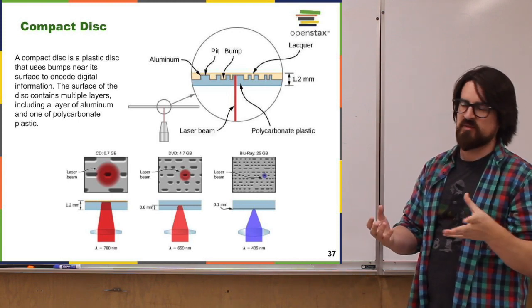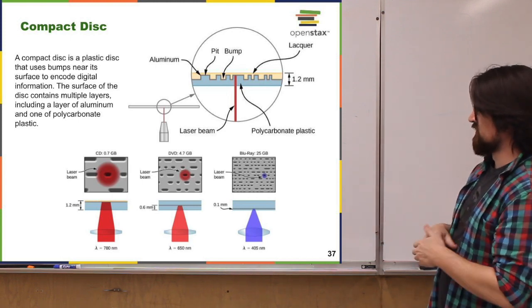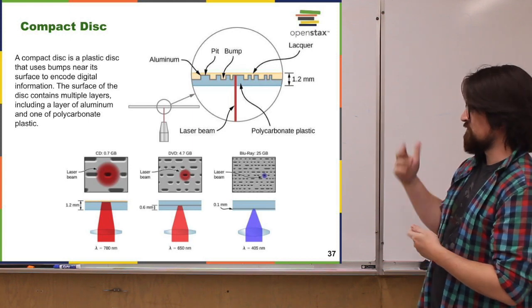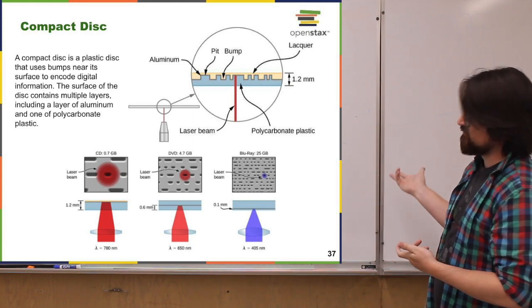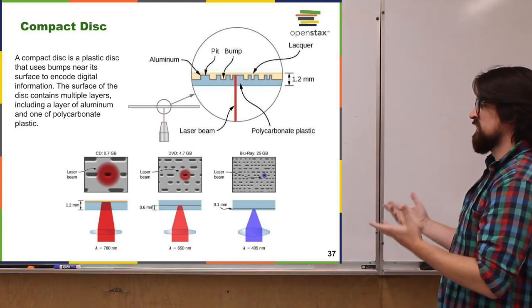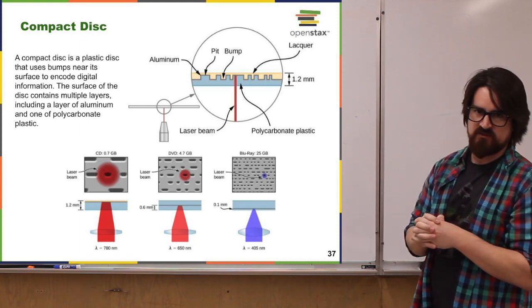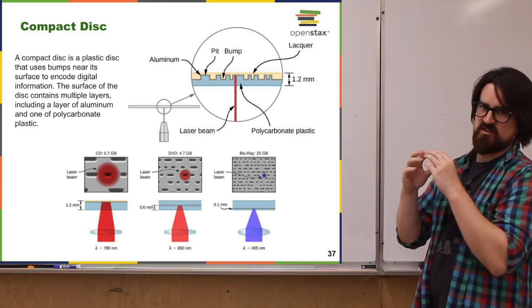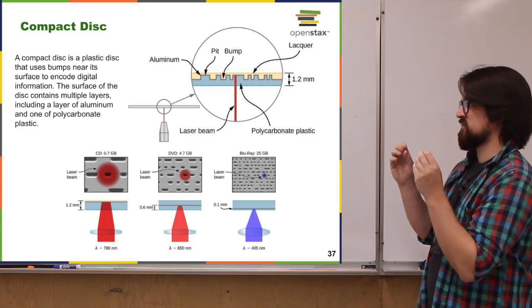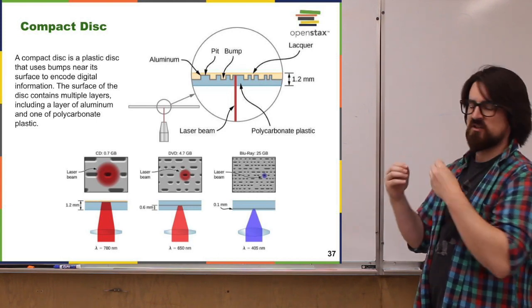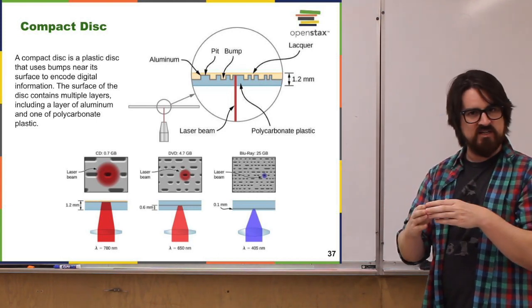And as long as you can say yes or no, off or on, 1 or 0, you can encode digital information. So this is one way of encoding information on a disk. Depending on the wavelength of the laser, you can make smaller and smaller features. The overall size of these pits and bumps can be smaller and smaller, meaning you can encode more information on the same size disk.